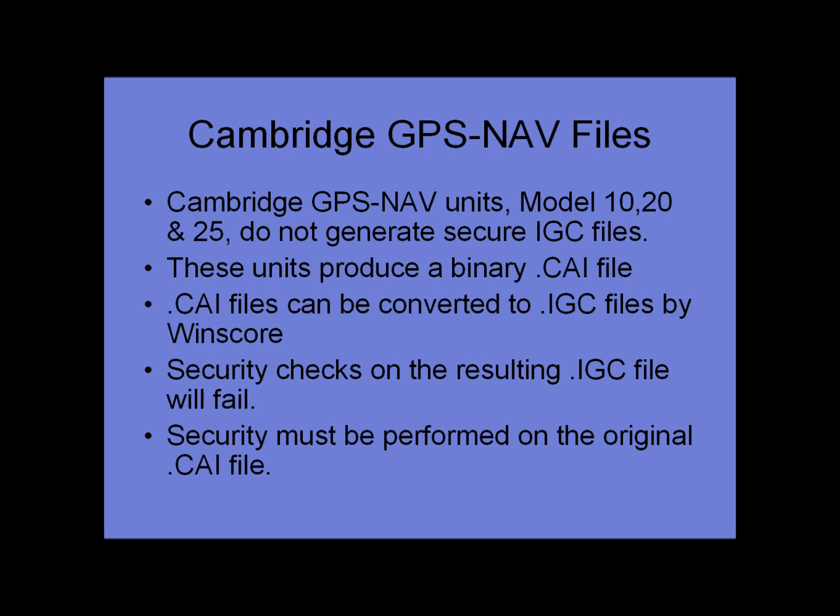There is an oddball in the scoring system. It's called a Cambridge GPS nav file. They don't have the IGC file type. They have a CAI file type. These are generated by the older GPS nav units, model 10, 20, and 25. They don't generate IGC files directly. They generate the CAI file.